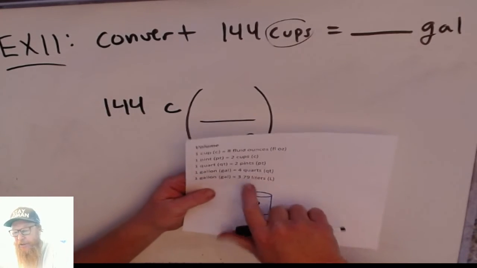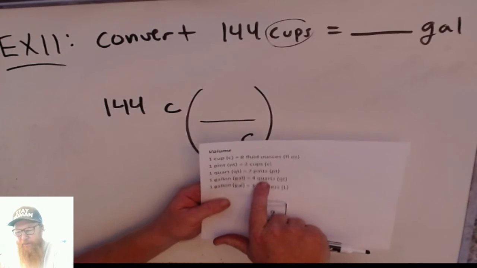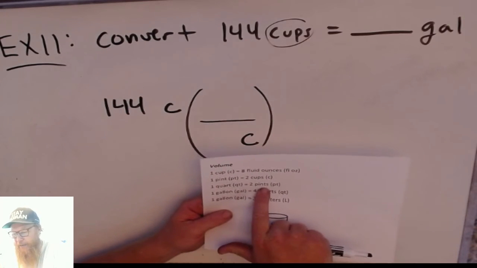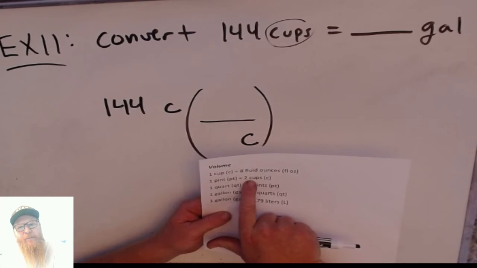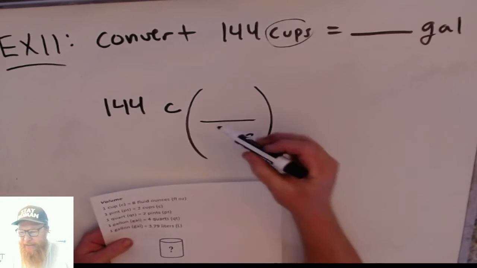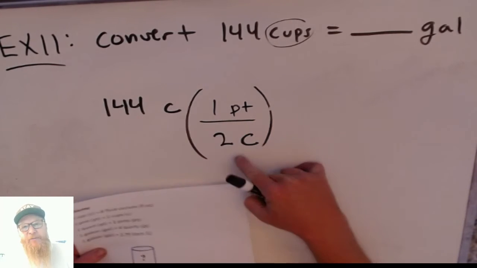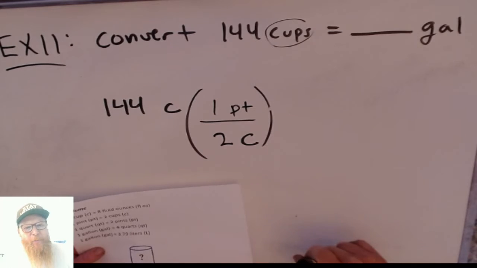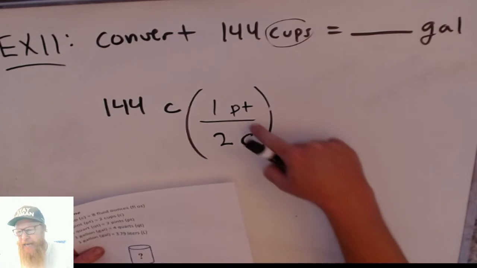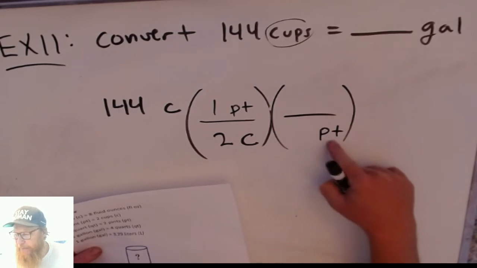So now look at the sheet. Gallon. Gallon goes to quarts. Nope, there's no cups. Quart, pints. Nope, no cups. Go to the smallest one that you can find with a cup. So we got a pint. So 1 pint is 2 cups. That's a unit proportion. But now you have to get rid of pints. So put pints in the bottom now.